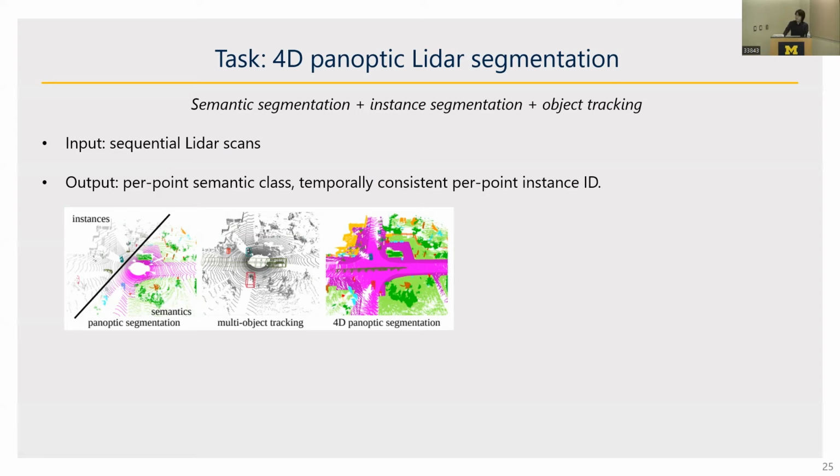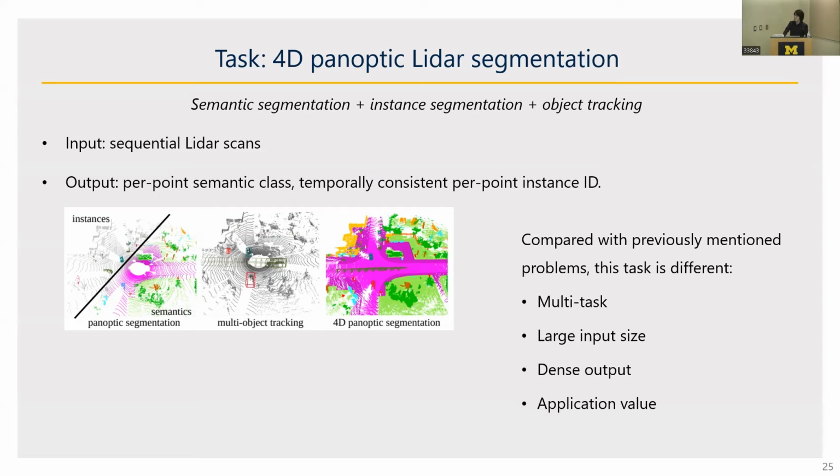And compared with previously mentioned problems, this task is different in the following ways. First, it is a multitask problem. It involves semantic segmentation, instance segmentation, and tracking in a single network. And the input size for this task is pretty large. It involves tens of thousands or even hundreds of thousands of points as the input. And the output is dense. It outputs a per-point label instead of a single label for a whole point cloud. Therefore, this task has significant application value.